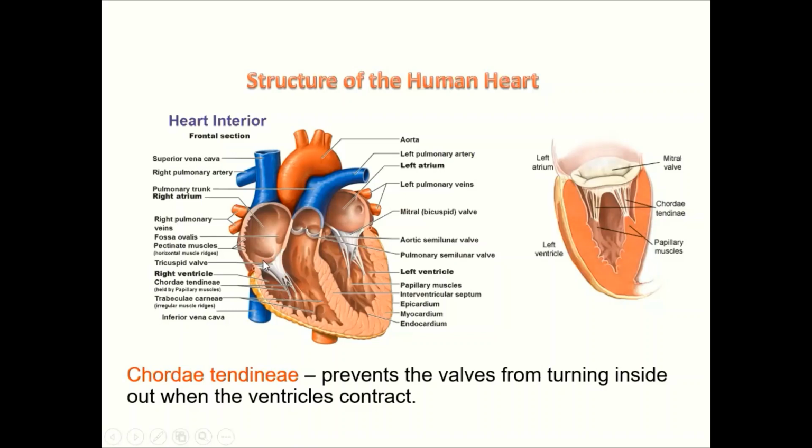So when these two valves, tricuspid and bicuspid valve, are closed, these two semilunar valves, the aortic and pulmonary semilunar valve, are open. So that when the right ventricle pumps, the blood goes to the lungs, and when the left ventricle pumps, the blood goes to all parts of the body. So again, this chordae tendineae prevents the valves from turning inside out. Meaning it closes the valves when the ventricles contract.